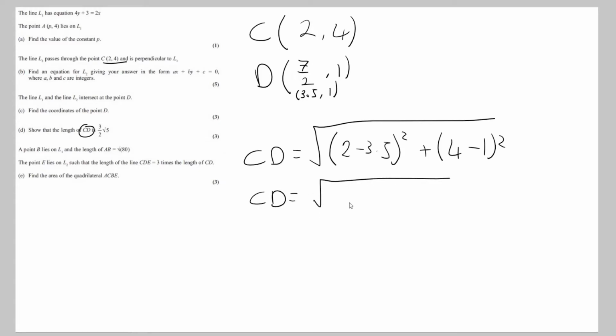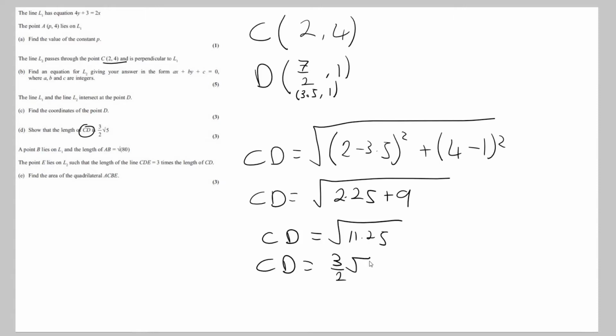You might want to just simplify it a little bit. So then 2 take away 3.5 is minus 1.5. Minus 1.5 squared is 2.25. And then 4 minus 1 is 3, squared is 9. And then adding these up, you get the square root of 11.25, which if you put into your calculator will give you 3 over 2 square root of 5.